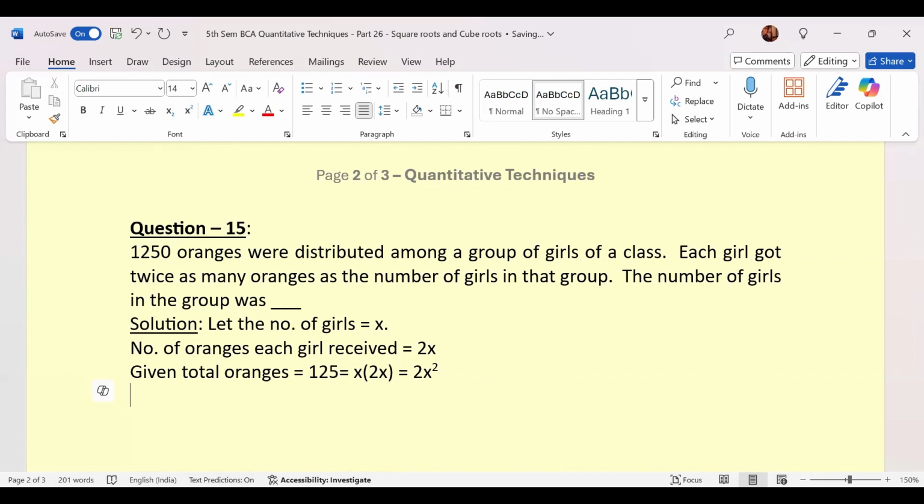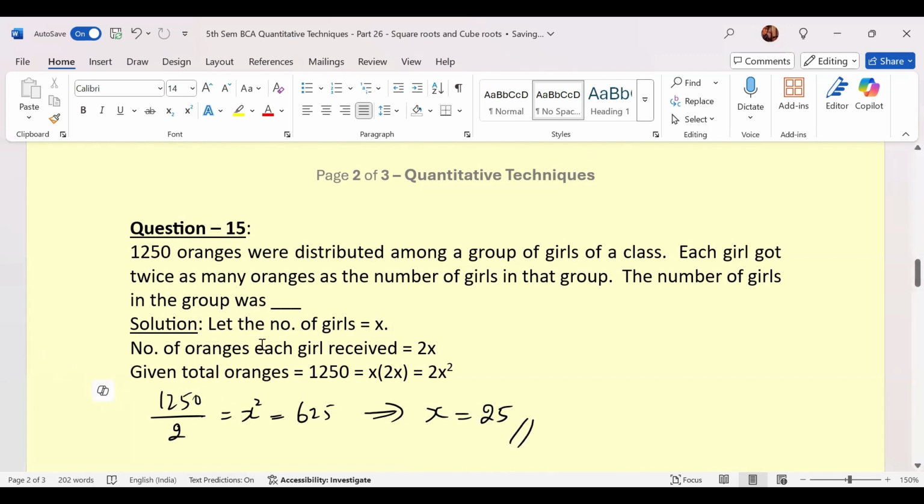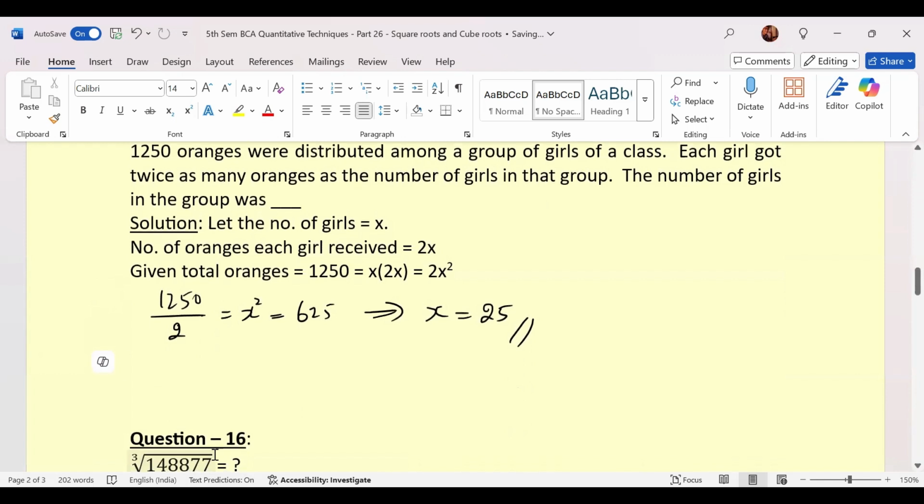So this is 1250. That means 1250 divided by 2 will be our x square, which is 625, which means x will be 25. Means number of girls will be 25. Negative value will not be applicable because it is a count. That will be the solution for this question. Let us move on to the next.